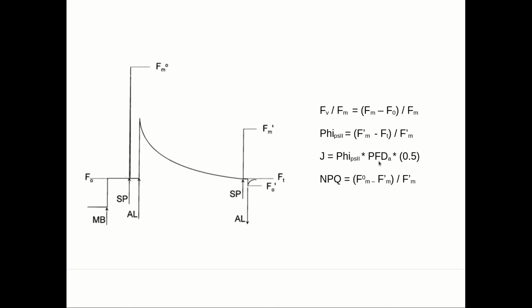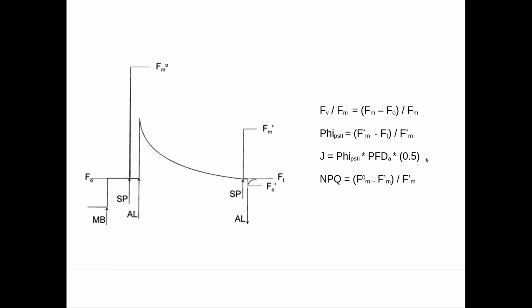So this PFDA stands for photon flux density absorbed. So this is the light that's absorbed by the leaf. And then we just multiply that by 0.5 because in this calculation we're assuming that half of the light energy is absorbed by photosystem 2 and half of it's absorbed by photosystem 1. So you can already see there are a couple assumptions in this calculation. One, that the light is equally distributed, and that may or may not be true.